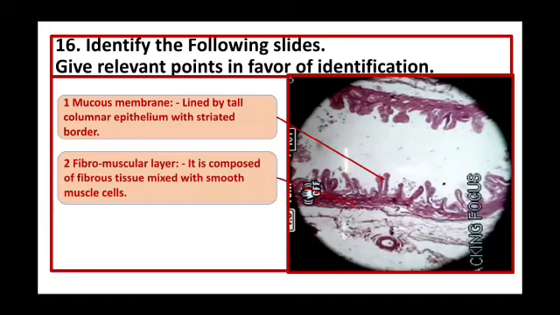So mucous membrane has been focused. This is lined by the tall columnar epithelium with striated border. Apart from the mucous membrane, the fibromuscular layer is seen, which is composed of both the fibrous tissue mixed with smooth muscle cells.